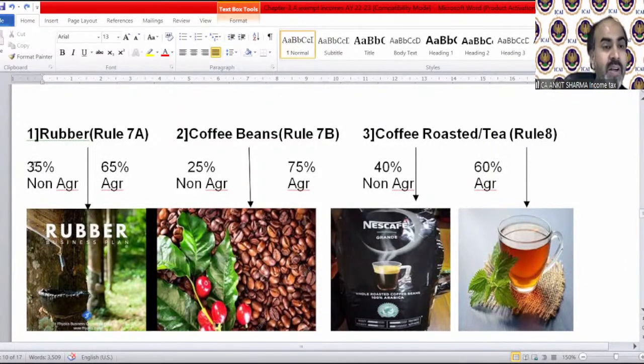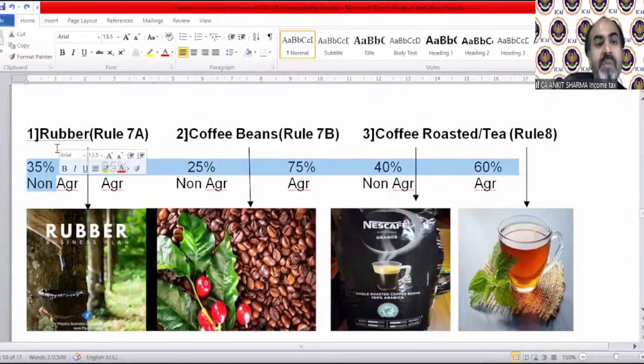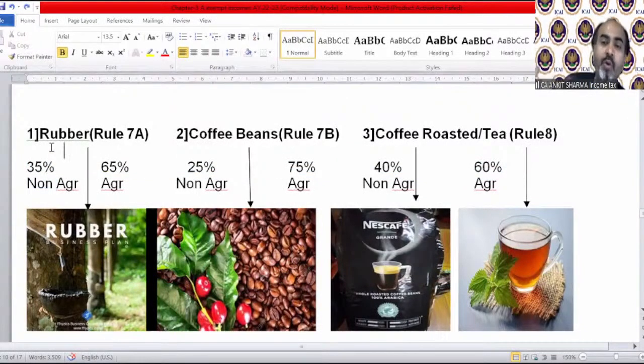So the fixed rule is 35% of that profit will be treated as non-agricultural and taxable, and 65% will be treated as your agricultural income, and that is going to be exempted. The same provision has been made for the coffee beans business: 25% of your profit will be treated as non-agricultural and 75% as agricultural. For coffee roasted or tea, 40% is your non-agricultural and 60% is your agricultural business profit.